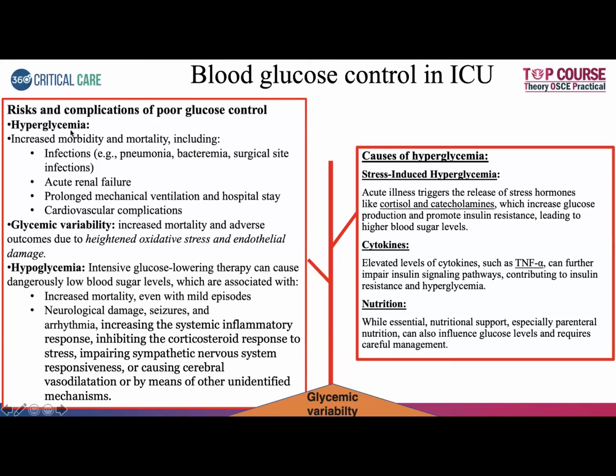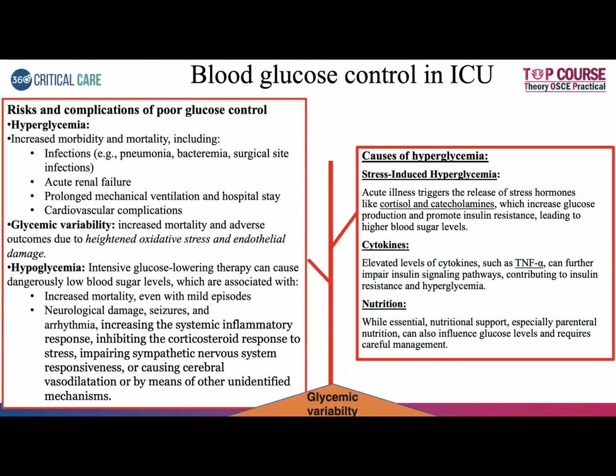So why is hyperglycemia important, or what are the adverse effects of hyperglycemia? Hyperglycemia increases mortality and morbidity, and increases the risks of infections and acute renal failure. It increases mechanical ventilation and hospital days, and cardiovascular complications. Glycemic variability increases mortality and adverse outcomes because of high oxidative stress and endothelial damage.